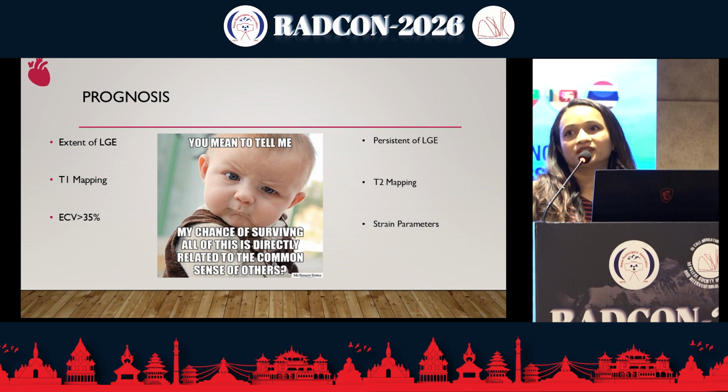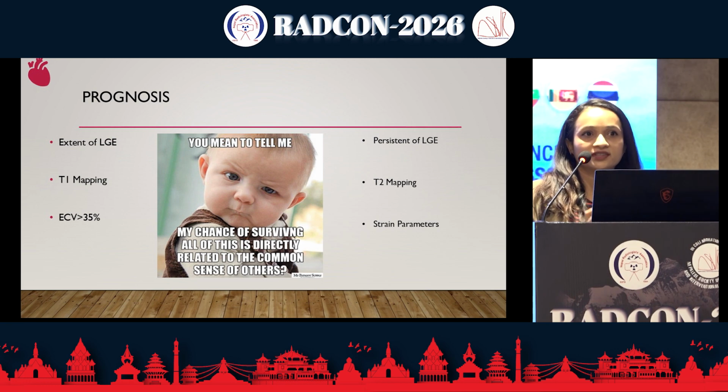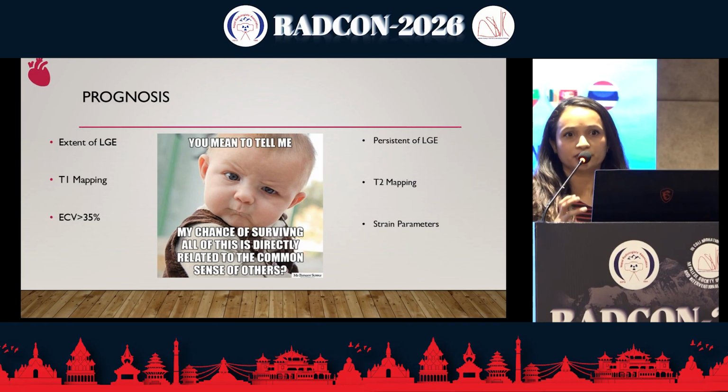So it depends upon the extent of late gadolinium enhancement, how much percentage it is involving, depending upon the volume of the myocardial mass. So the more the percentage of involvement, the worse is the prognosis. And next is the persistence of late gadolinium enhancement. Not only how much percentage, but how much time it is persistent.